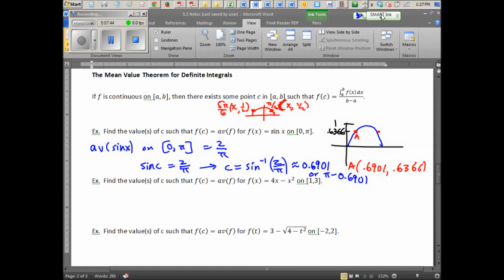And that gives us, except I just can't type today, pi minus 0.6901 is 2.452. So 2.452 is the other answer. Point B, let's call it. Point B is 2.452, 6.366.